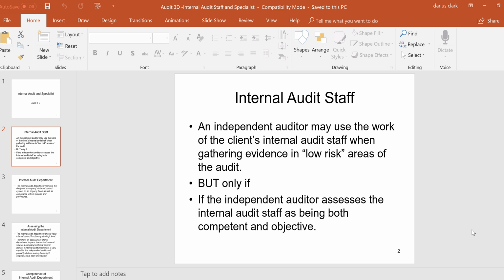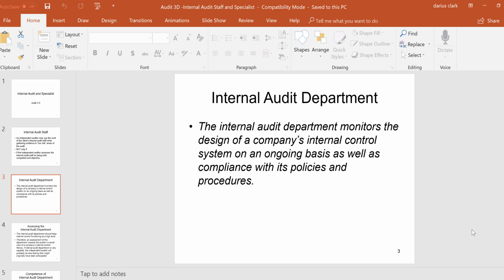Objective means what? So objective is like making sure there are certain protocols in place, or limitations, so they're not doing certain things. Well, we're going to go over what it takes to be objective and what it takes to be competent, because they're two different things. And we need to assess the internal auditor to be both competent and objective if we're going to rely on them.